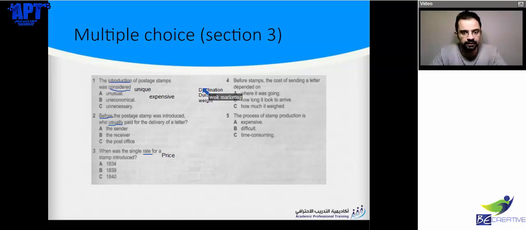What about number 5? The process of stamp production is expensive, difficult, time consuming. Be very careful of the difference between difficult and time consuming. A process can be very easy, but very time consuming. Maybe like making a cake, or leaving clothes out to dry. How to leave clothes out to dry?